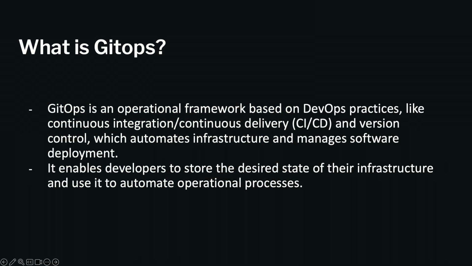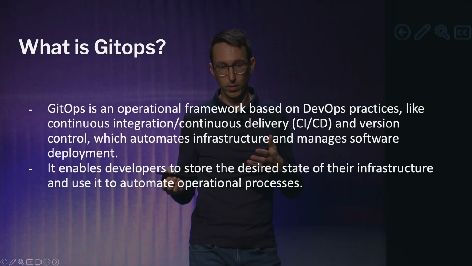So for folks who aren't familiar with GitOps, GitOps is an operational framework based on DevOps practices like CI/CD and version control, which automates infrastructure and manages software deployment. The idea is that what is deployed in your infrastructure is stored in Git. In this way, it enables developers to store the desired state of their infrastructure and then use it to deploy. So instead of generating a bunch of YAML in Drone and then deploying it and maybe the cluster getting out of sync later, they can generate that, store it in Git, and Argo deals with keeping things up to date and in sync.